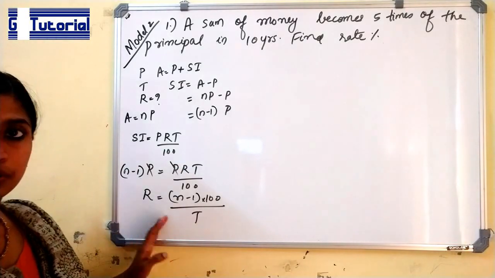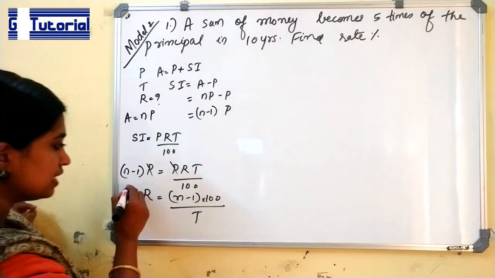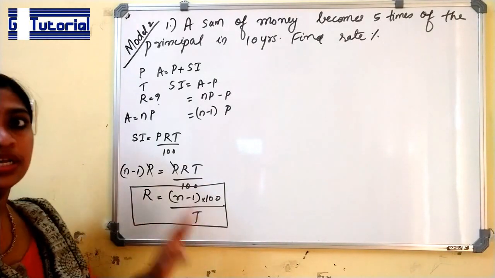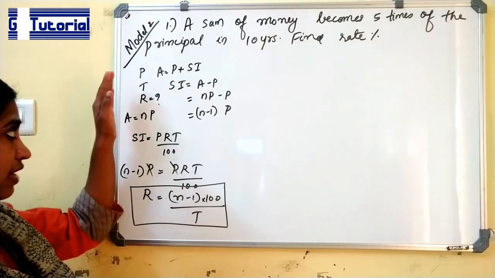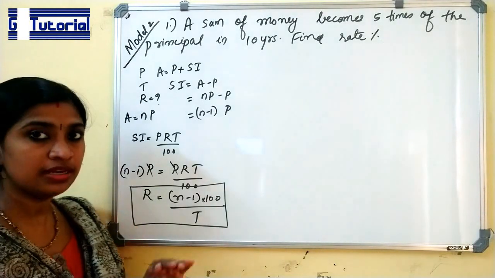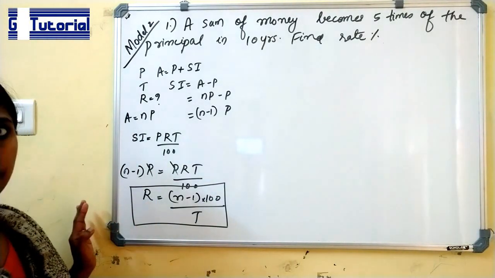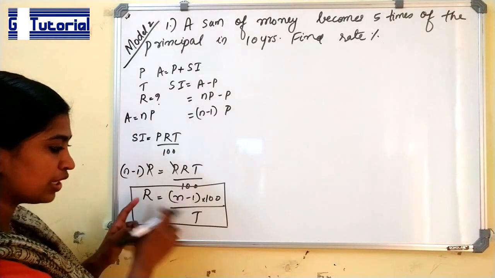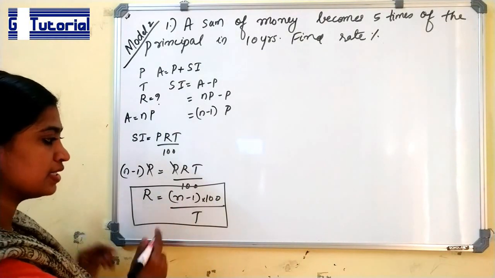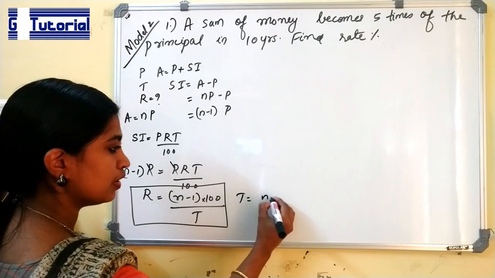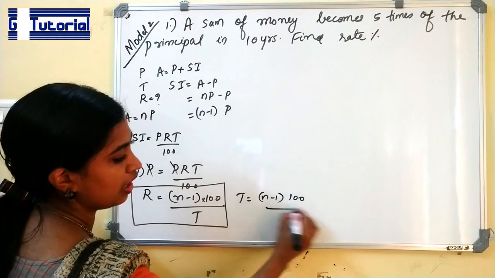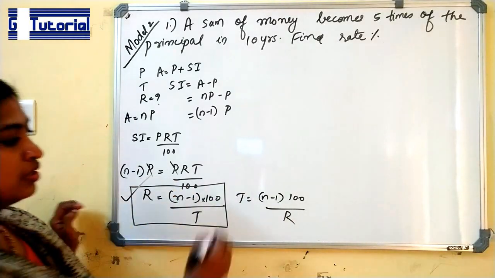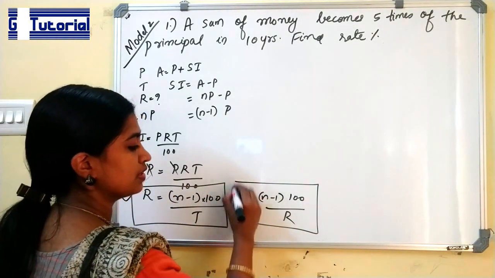Okay. So using this formula, I am going to solve this problem. You have to study only this. I have explained this only for you to understand. You just learn this formula by heart. If T is asked, you can cross multiply: T is equal to (n minus 1) into 100 divided by R. Here we are asked to find R, so we are using this formula. You learn only these two formulas by heart.